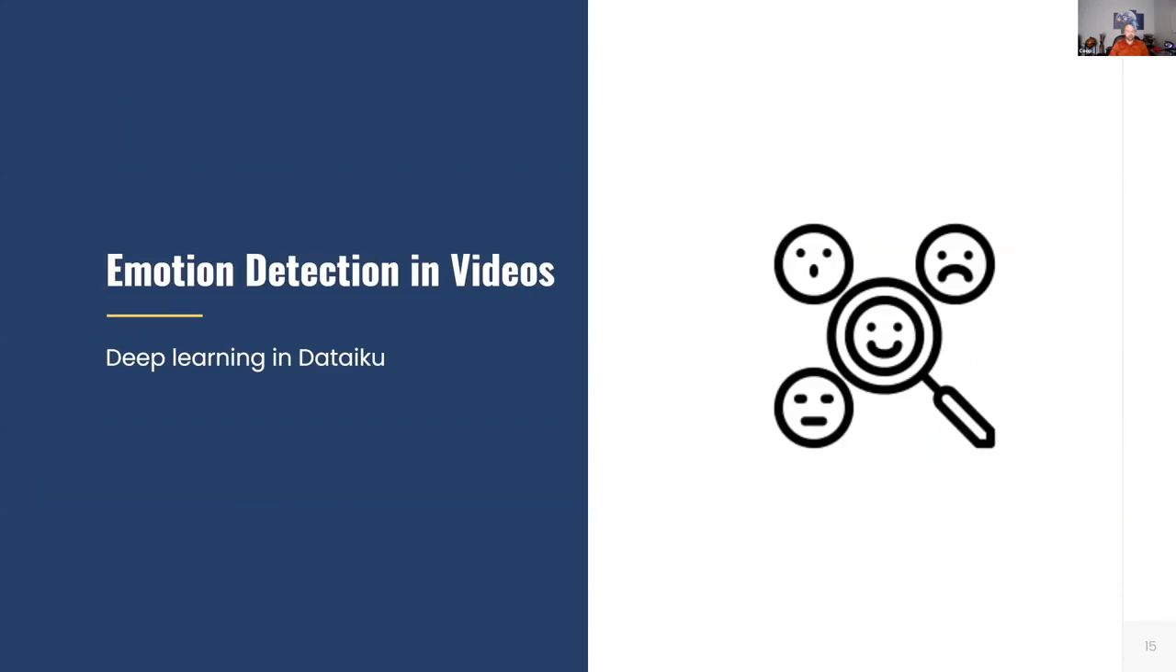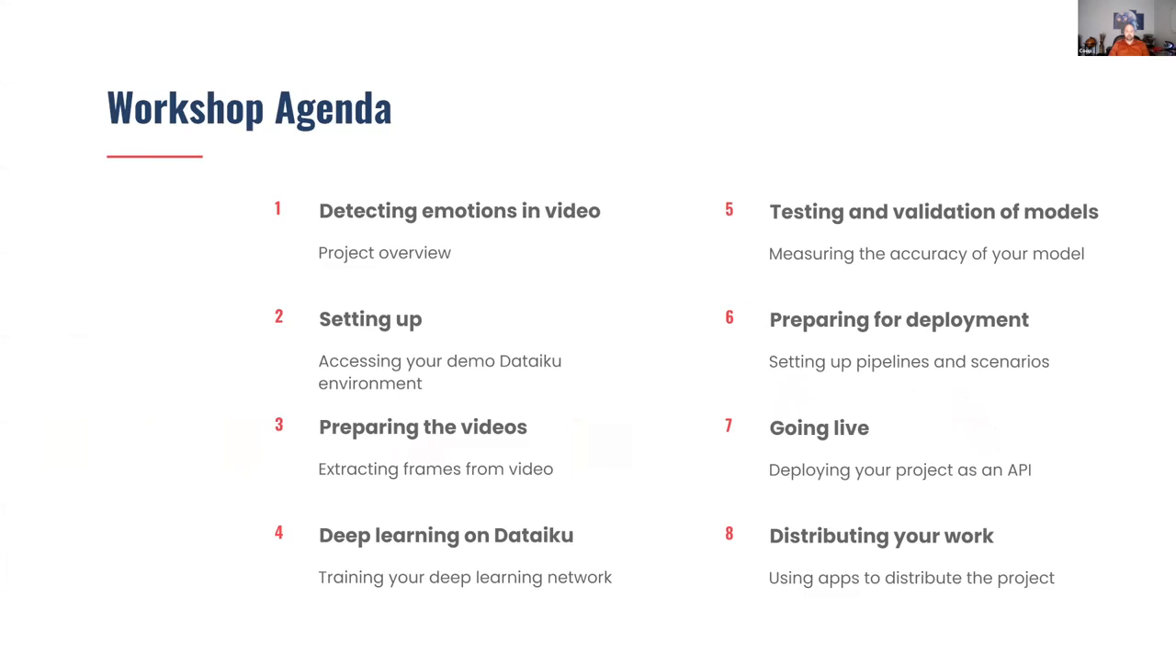So now that we've covered that, let's jump into the actual project. This is motion detection in videos using deep learning within Dataiku. The agenda we'll go through is the project overview, setting up, preparing videos, doing the deep learning, testing and validating, and deploying and distributing the work. So this should take you from 0 to an API and redistributable application.